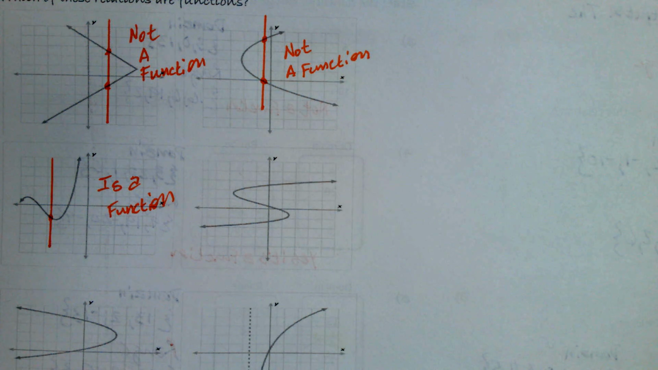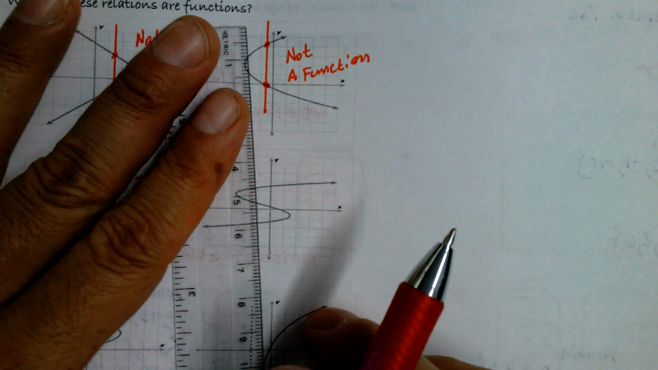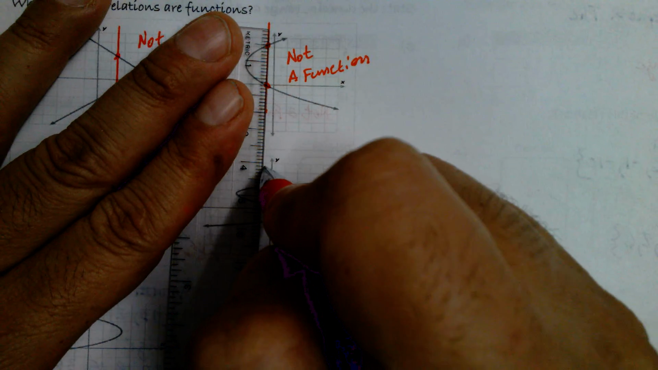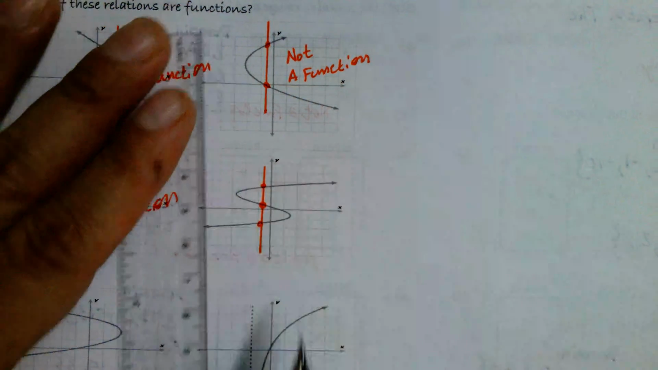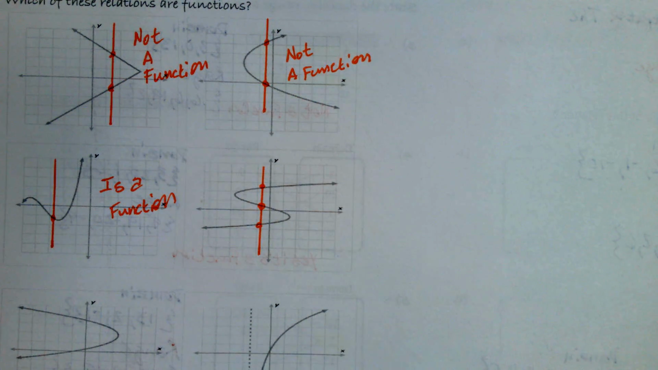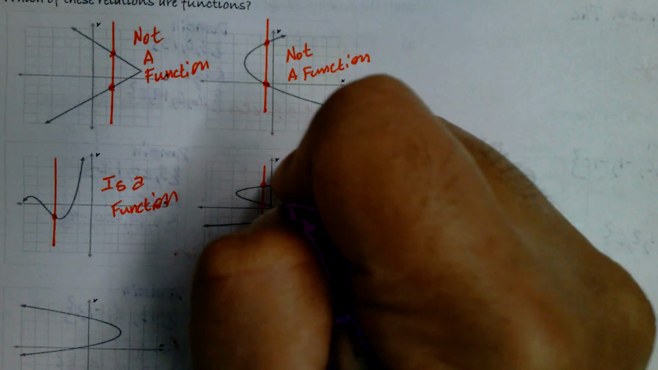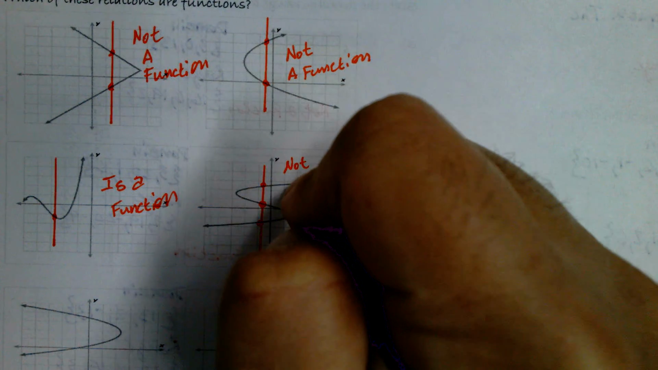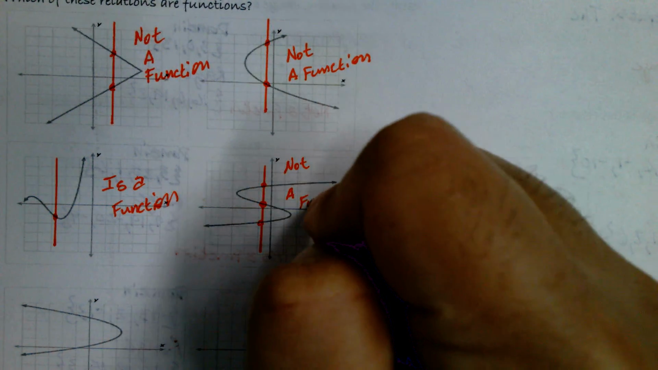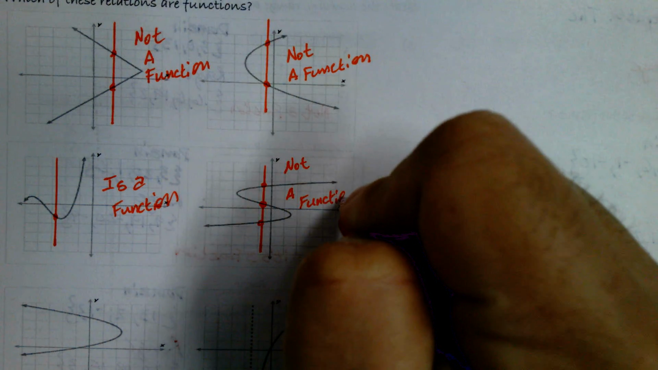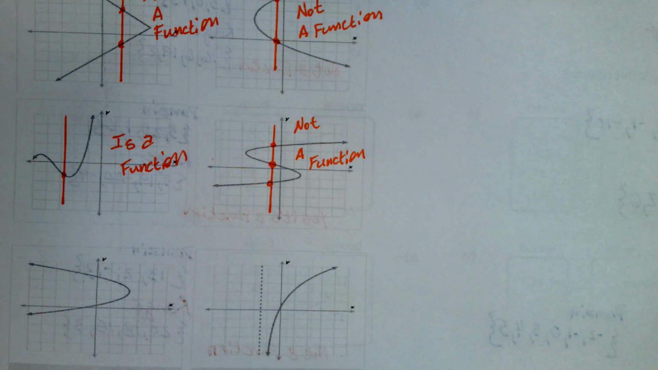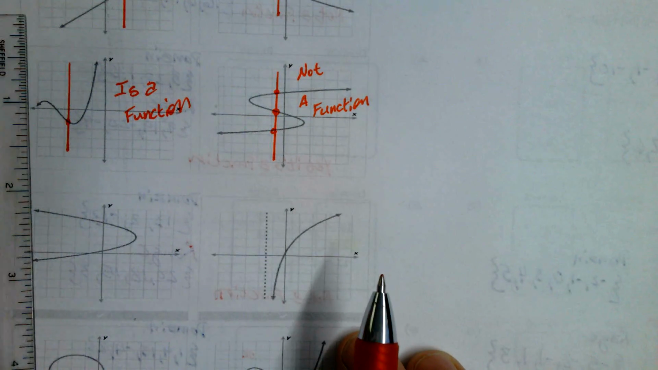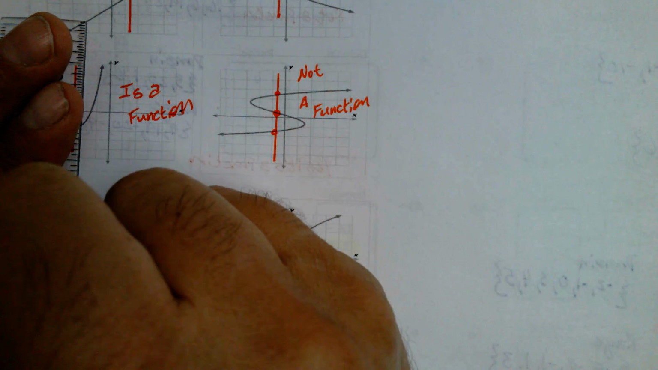All right. Take a look at the next one. Totally not a function. Literally an X. 1, 2, 3. So the sideways cubic graph is not a function. Okay. All right. So here's another not a function.